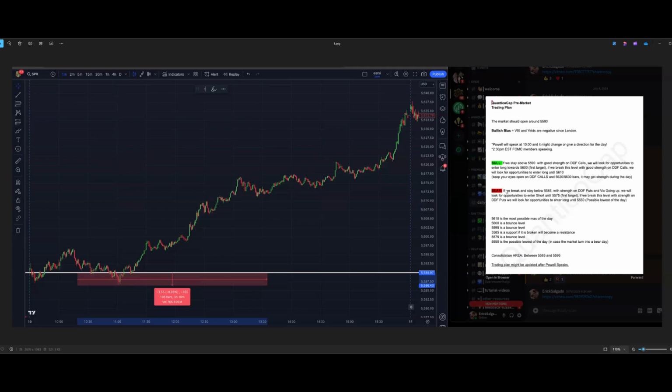If it's a bearish market, let's see, if we break and stay below 5585 with strength on the DDF puts, we will look for opportunities to enter short until 5575 and then 5550. Okay, sounds good. That's the trading plan. Let's see what the market actually did. So the first couple of minutes around this, you can basically not pay so much attention to because the market is still deciding on what to do.